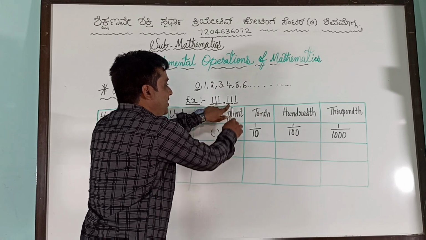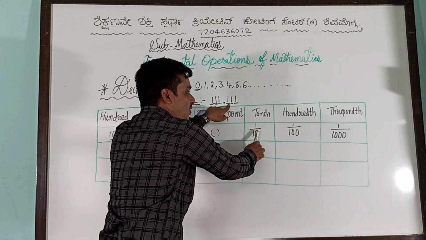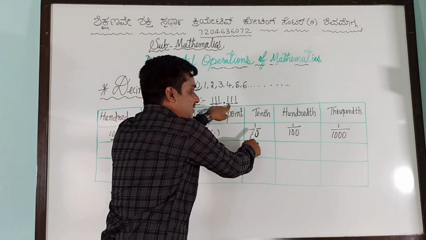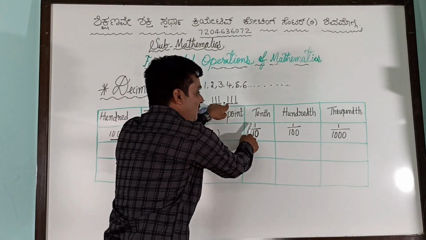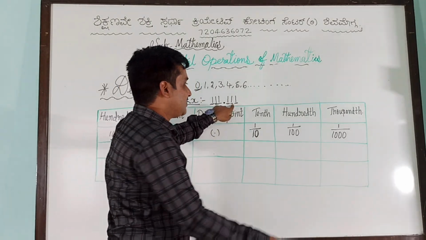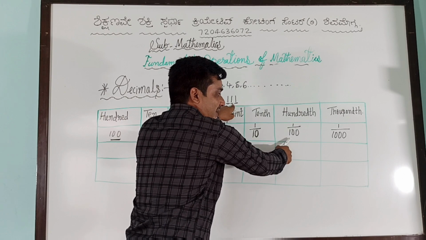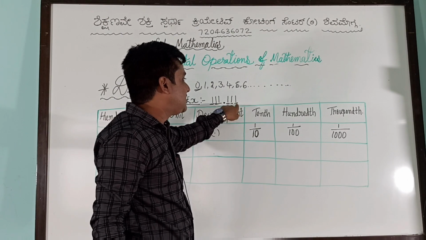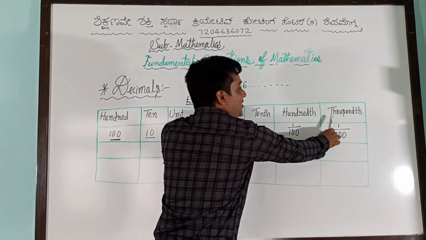Next, the first number 1, in which place is it? It is in the 10th place. How do we write it? 1 by 10. We have to write it as 1 by 10, because 1 is in the 10th place. Next, the second one is in the 100th place, so how do we write this one? 1 by 100. Next, the third one, this digit 1, is in the 1000th place.